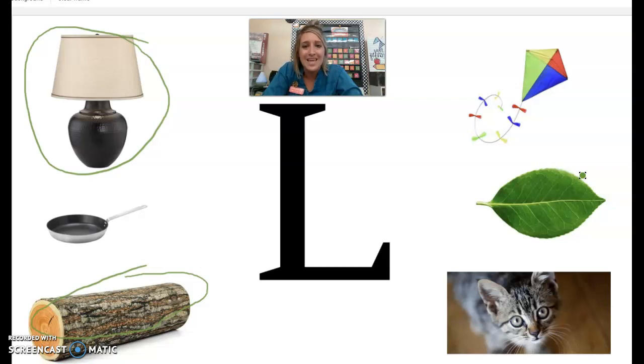Leaf. Do you hear the sound at the beginning of leaf? Yes, I do too. All right, next we have a picture of a cat. Cat. Do you hear the sound at the beginning of cat?